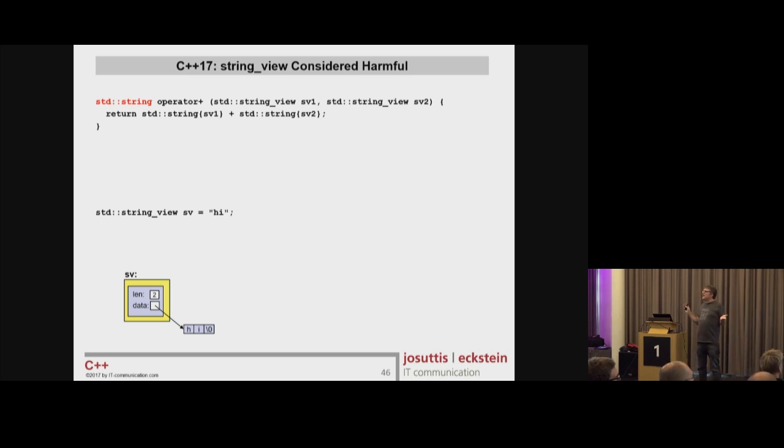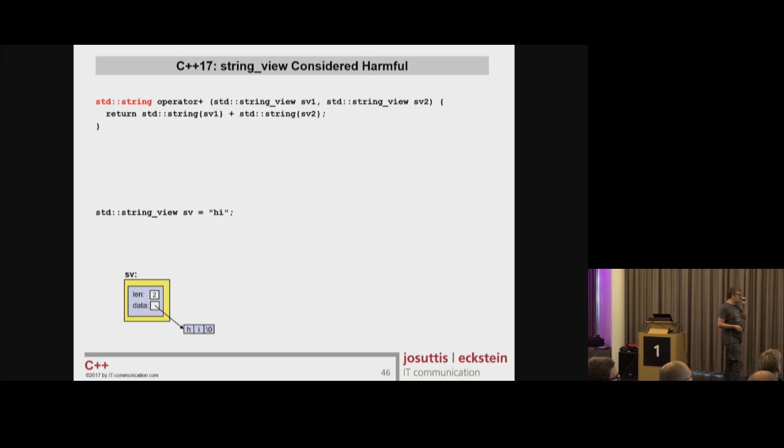Because we have now created a new string that has to refer to new memory, we create a string, a std string. So we convert the two string views to a string, concatenate them, and return the string, a temporary object that is a string. And that's fine so far.